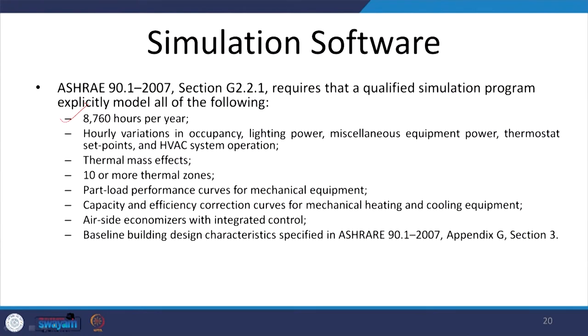So, to model this base case and proposed case, we have to use a simulation software for which the qualification criteria is also standardized as per ASHRAE 90.1. The simulation program which qualifies as per ASHRAE 90.1 should meet all these requirements. One, it should be able to model the computerized model for an entire year on an hourly basis, so all 8760 hours per year shall be modeled. It should be able to depict the hourly variations in occupancy, lighting power, equipment power, thermostat set points and HVAC system operations. It should also reflect the thermal mass effects, and it should be able to handle 10 or more thermal zones. So, no clubbing of thermal zones should be happening.